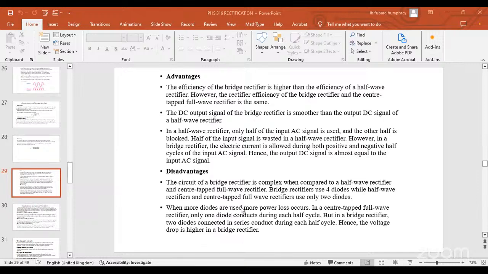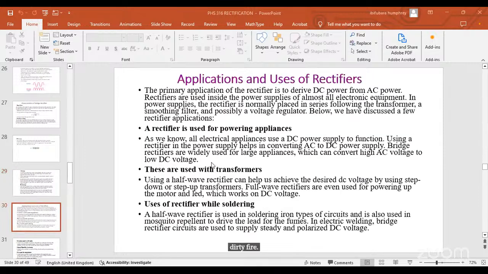When more diodes are used, more power loss occurs. In a center tap full-wave rectifier, only 1 diode conducts during each half cycle. But in a bridge, two diodes connected in series conduct during each half cycle. Hence, the voltage drop is higher in a bridge rectifier. So, applications. A rectifier is used for powering appliances.